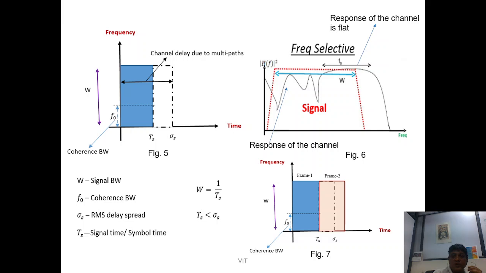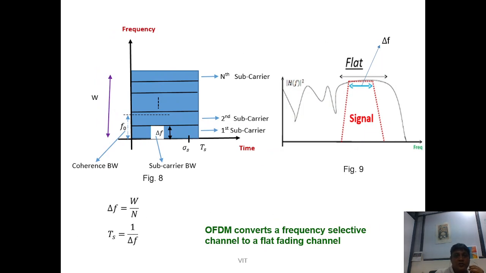Before going to the removal of that, just a note on what W is. W is equal to 1 by TS. And here it is mentioned TS less than sigma tau. W is the signal bandwidth, F0 is the coherence bandwidth, sigma is the RMS delay spread, and TS is the symbol time of the signal. Now how can it be removed?